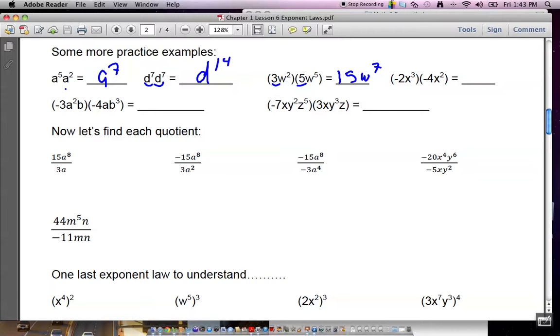I'm lost. I had this down because I did too much. Okay. Negative 2 times negative 4 is what? 8. Good. X to what power? 5th. Nice. Now let's take a look here.